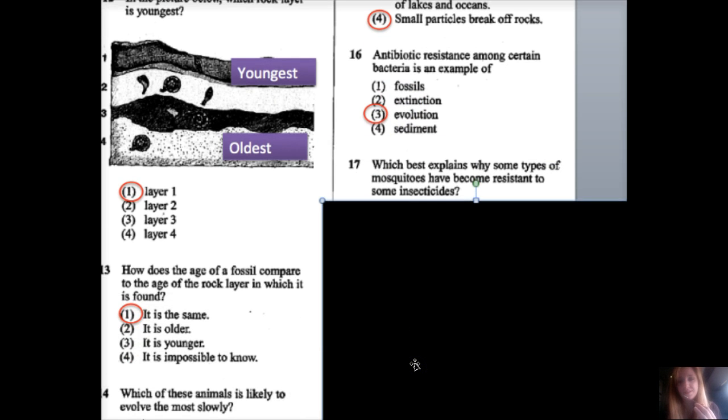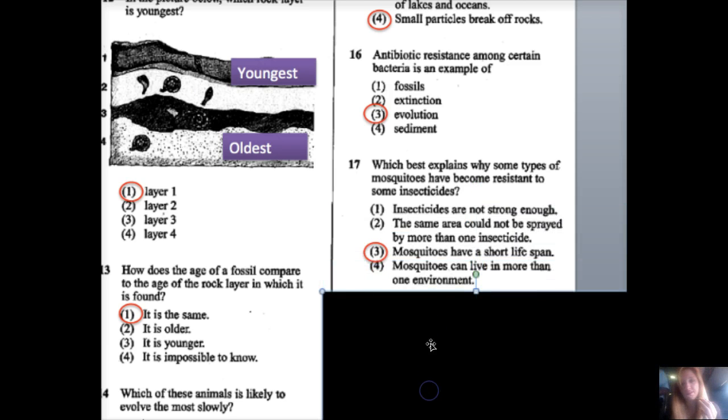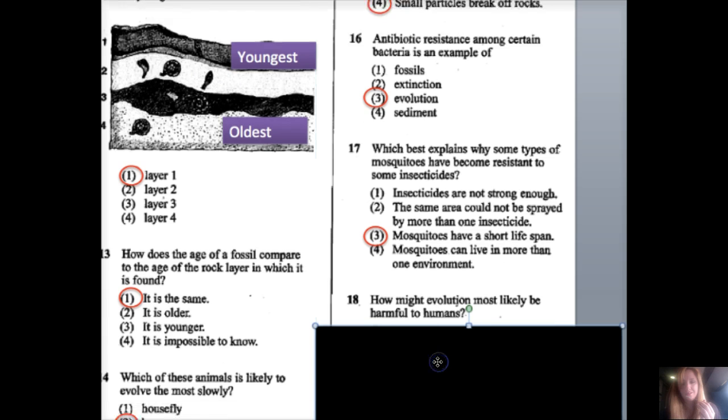Number 17. Which best explains why some types of mosquitoes have become resistant to insecticides? Insecticides are not strong enough? Nope. They wouldn't have become resistant. The same area could not be sprayed by more than one insecticide unless there's a law against it? I mean, you can spray whatever you want, however long you want. It's not good, but that's not why these different mosquitoes have resistance. Mosquitoes have a short lifespan, yes, because they're going to evolve more quickly. They're going to evolve to be resistant against insecticide. Number 4, mosquitoes can't live in more than one environment. They're all over the place. So that can't be it.